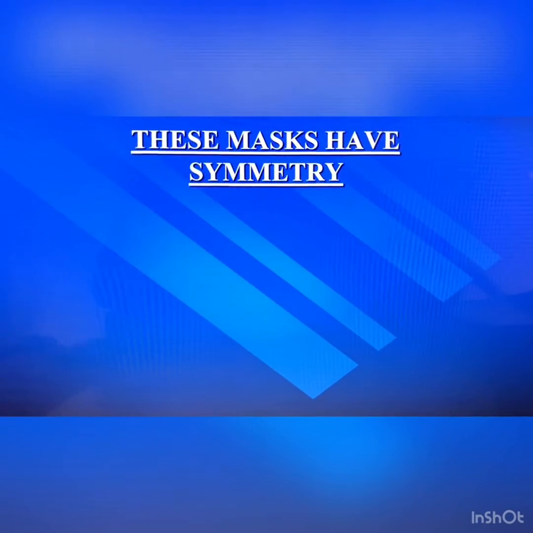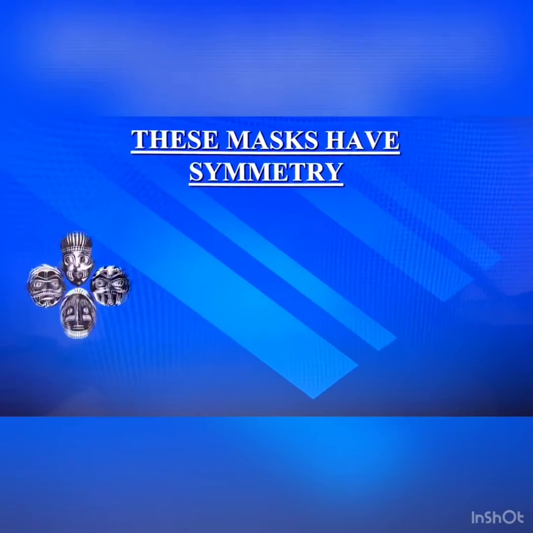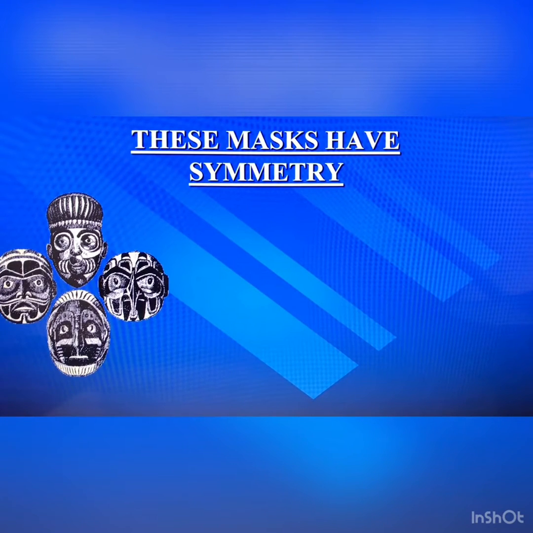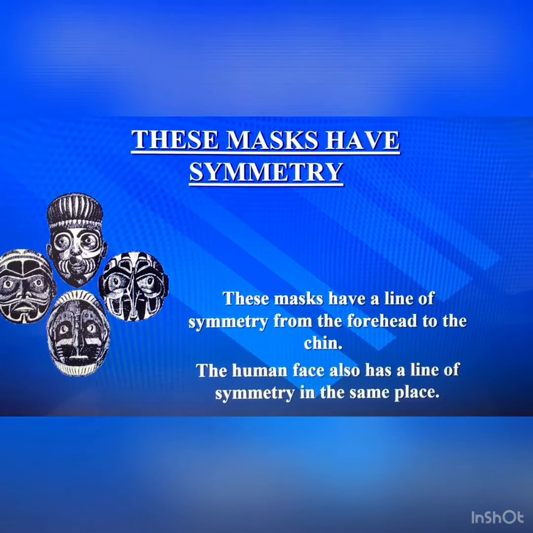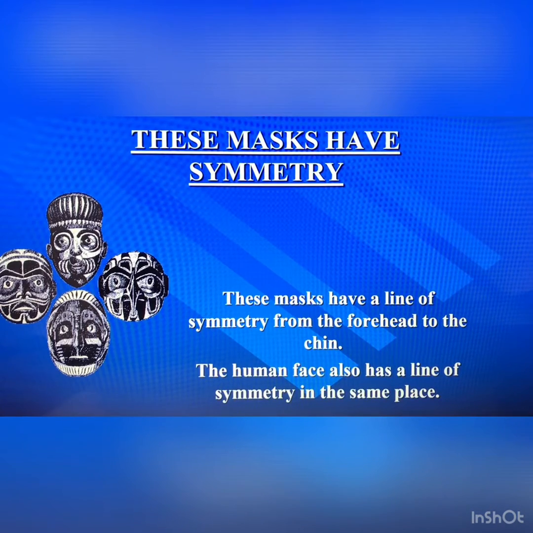So now moving for next, these masks have symmetry. Yes, of course, if you draw the line of symmetry just in the middle, then you can get the symmetrical, both parts are symmetrical. These masks have a line of symmetry from the forehead to the chin, the human face also has a line of symmetry in the same place.